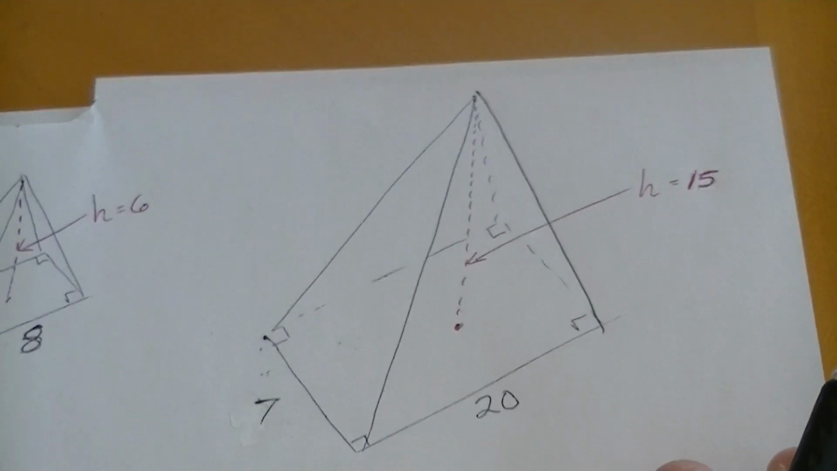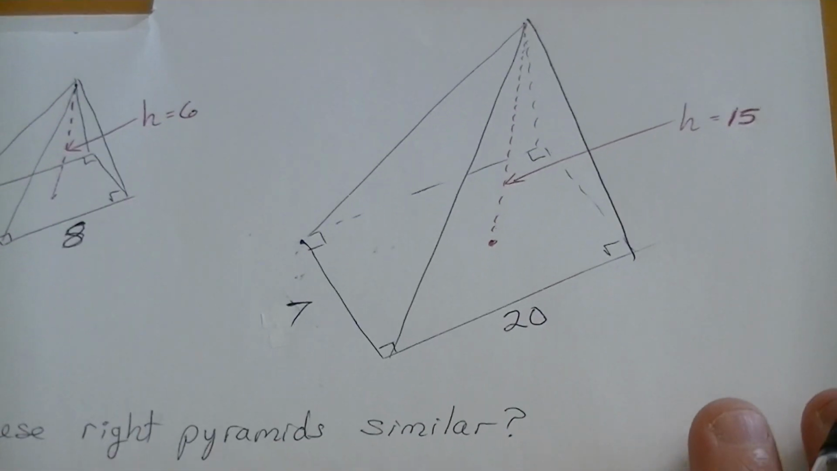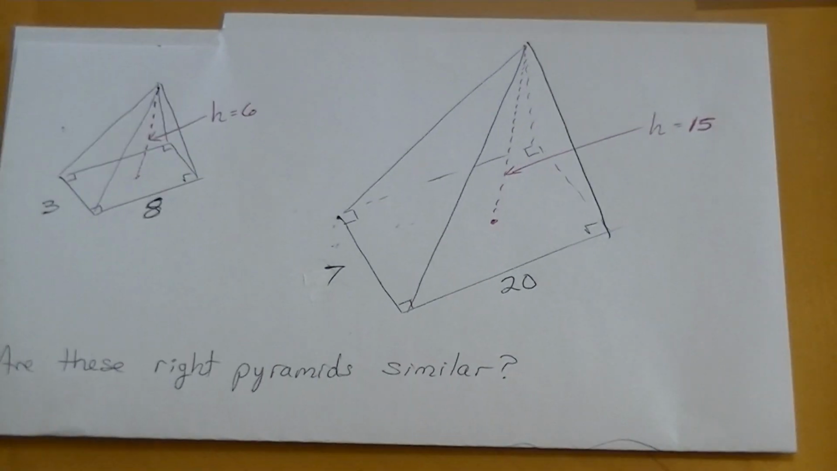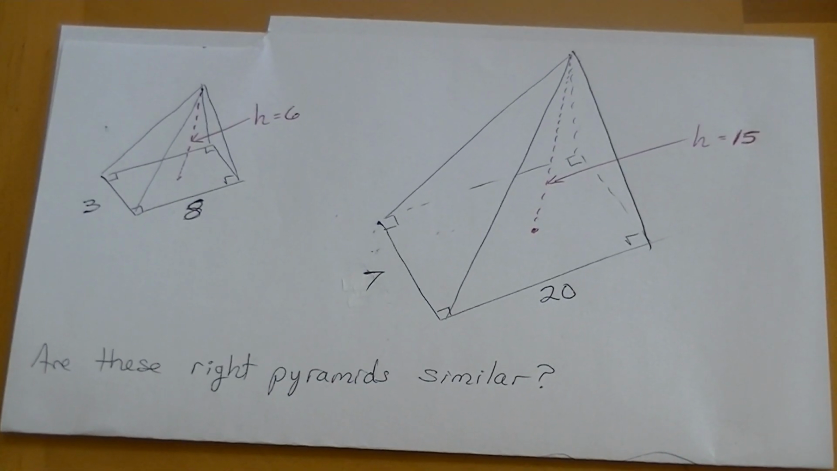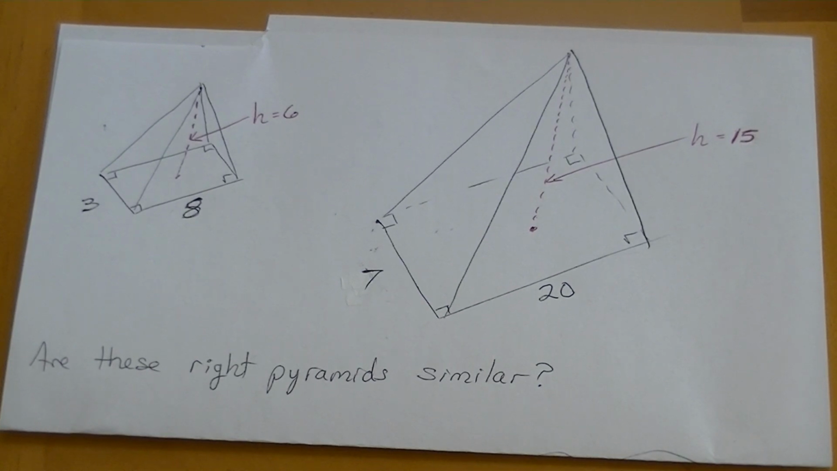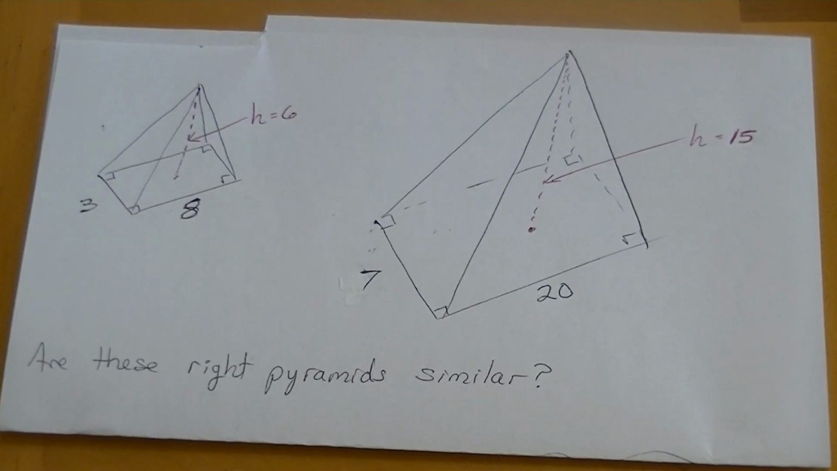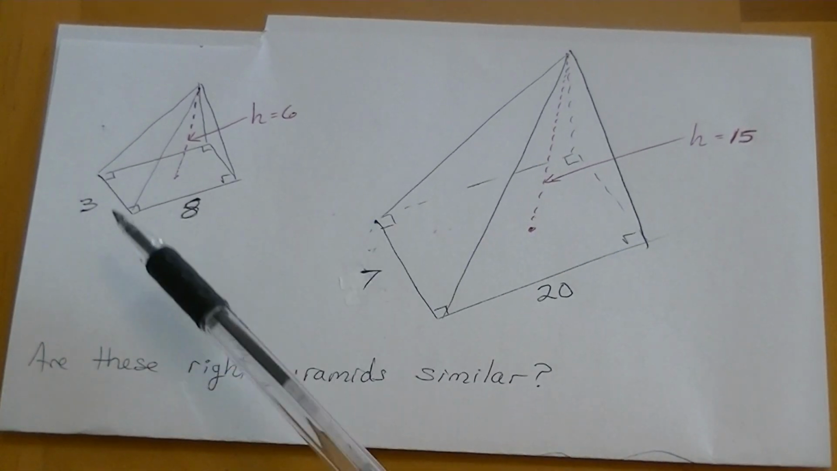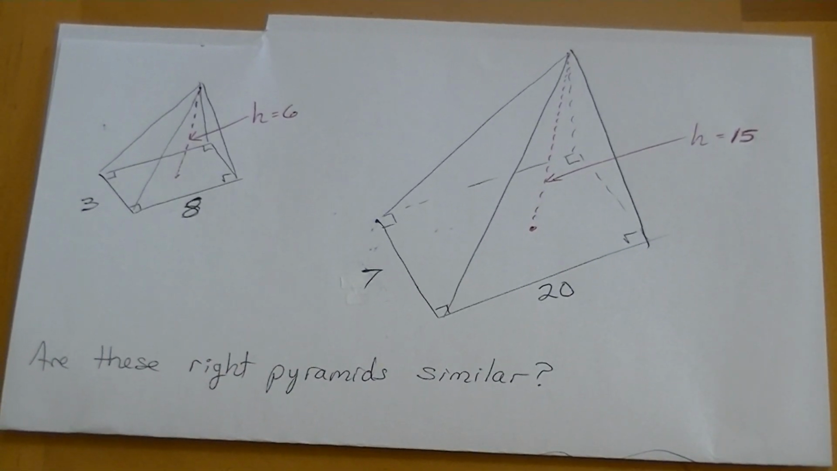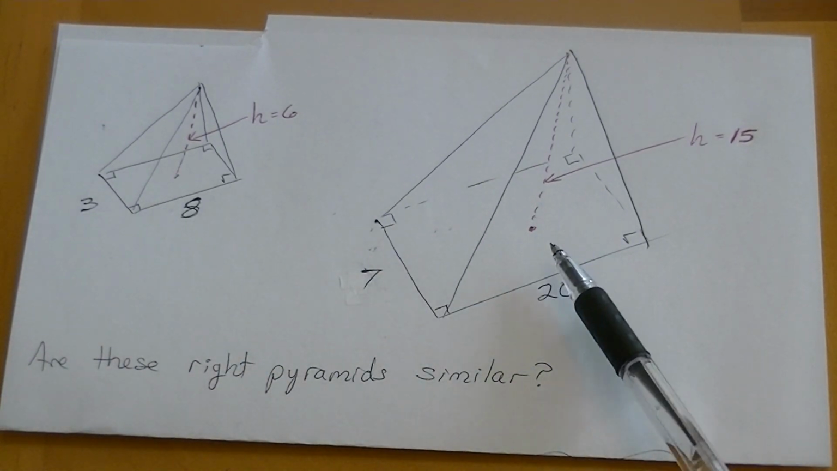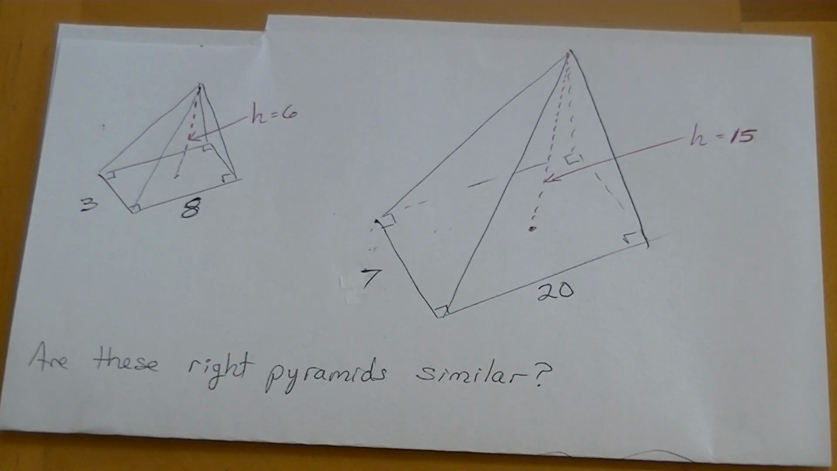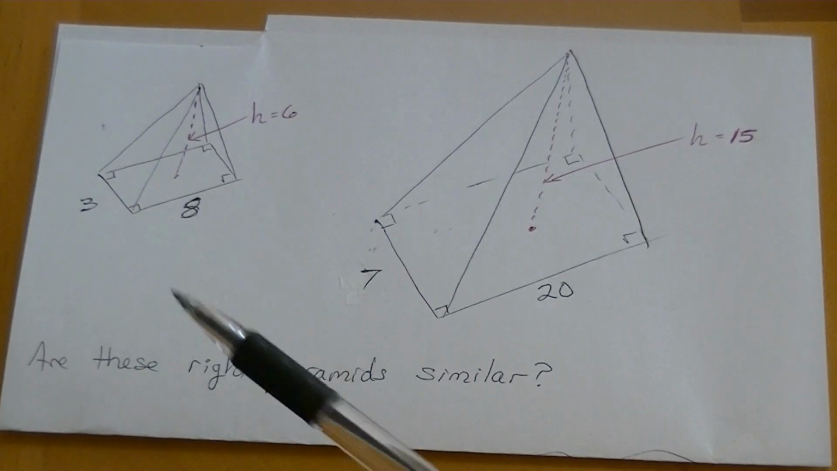One kind of problem I'd like you to be able to do is, zoom out a little bit, is this. Are these pyramids similar? So I drew two right pyramids, same type of pyramids, they both have rectangular bases. It's not like one's got a triangular base and one has a hexagonal base, those wouldn't be similar. But these could be, they're the same type of shape.